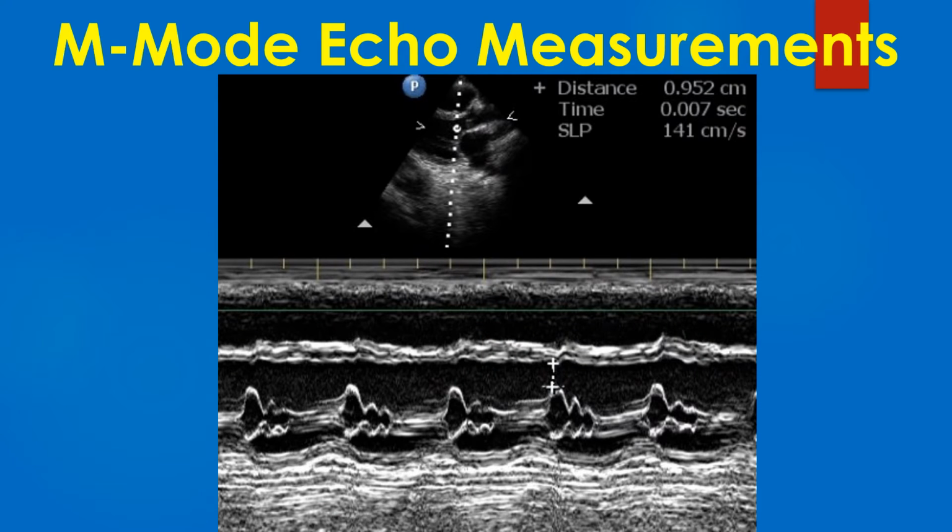Here we see the measurement of E-point septal separation or EPSS in severe left ventricular dysfunction. Normally it is less than 5 mm. Here it is almost 10 mm. B-hump is also seen in the M-mode of the mitral valve, indicating high left ventricular end diastolic pressure.